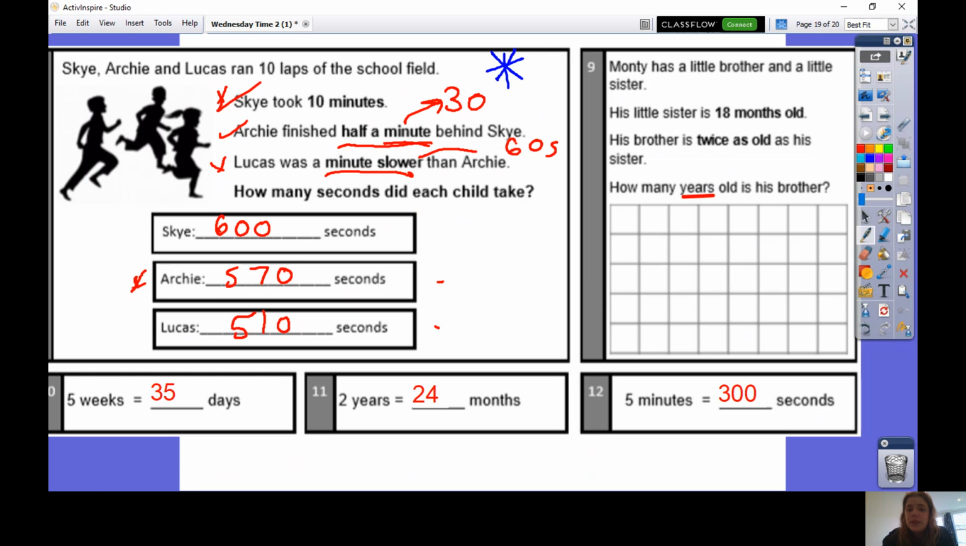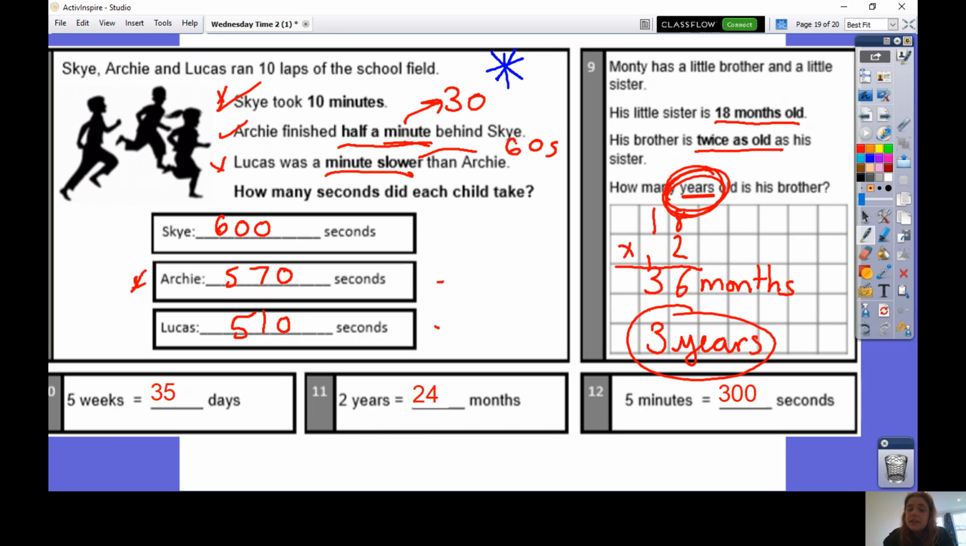Question 9 then, Monty has a little brother and a little sister. His little sister is 18 months old. His brother is twice as old. Step 1, 18 times 2. Sorry, what am I talking about? 2 times 8 is 16. 2 times 1 is 2. Add 1 is 36. If you said 36 months, though, you didn't finish answering the question because the question said how many years. How many months in a year? That's 12. So we divide by 12. That's 3 years.